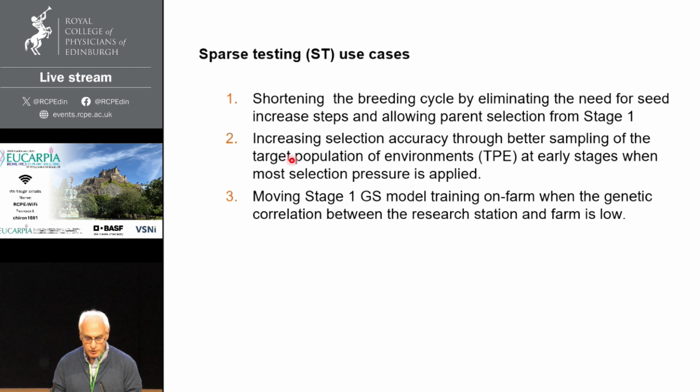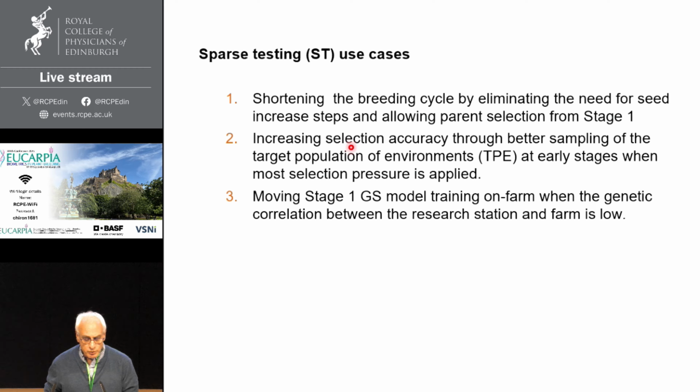The first would be shortening the breeding cycle by eliminating the need for seed increase steps. If we don't need to replicate a selection candidate over many locations and replicates, we often don't need a seed increase step, which actually sucks up a year of the breeding cycle in many cases. It also allows us, by achieving higher accuracy in the early stages of selection, to select parents reasonably accurately in fewer years of testing.